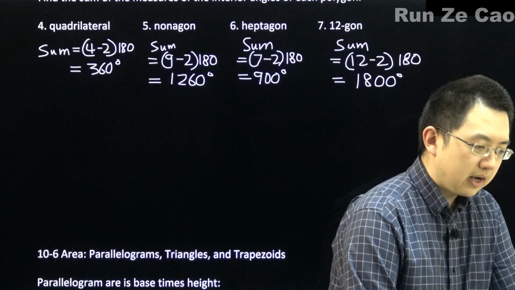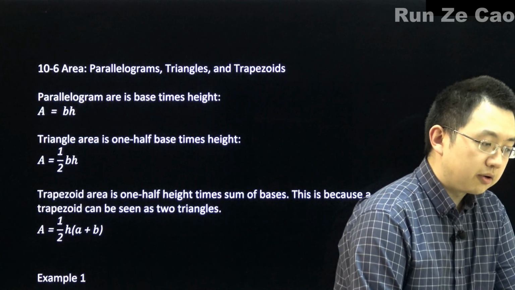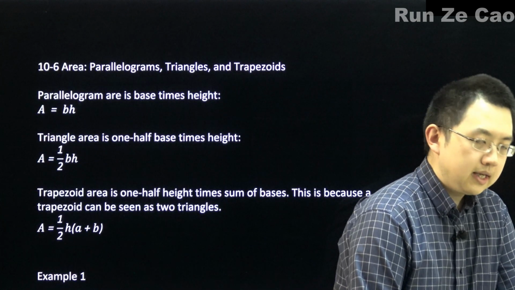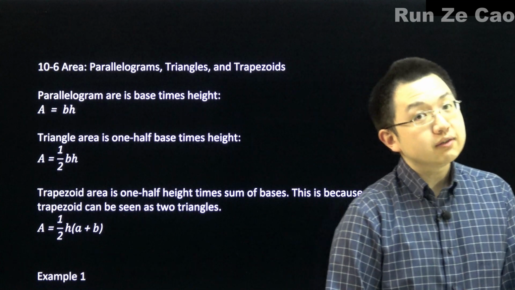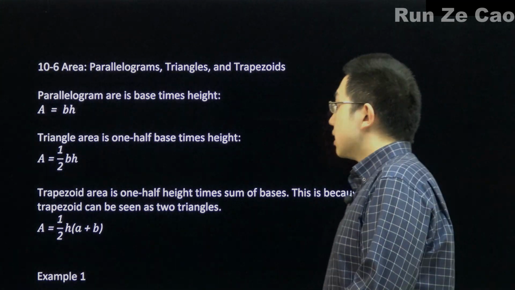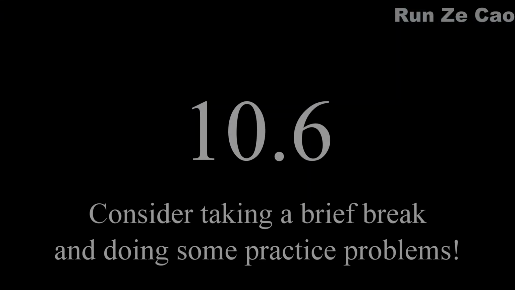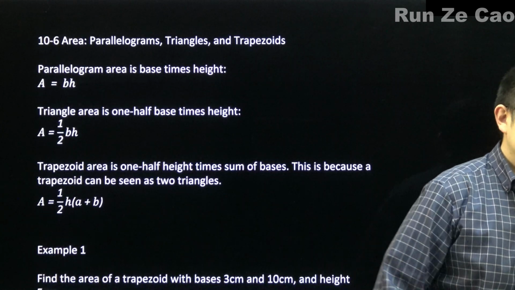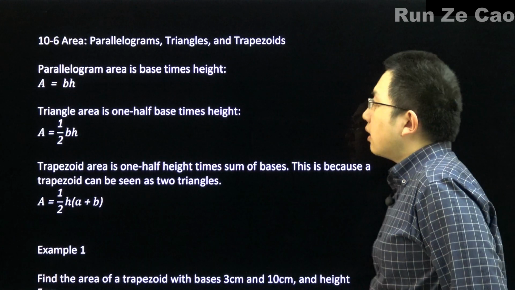As you have more and more sides, your regular polygons will approach circles. However, there are plenty of irregular polygons to deal with. Now let's look at some areas of polygons. A parallelogram's area is base times height.